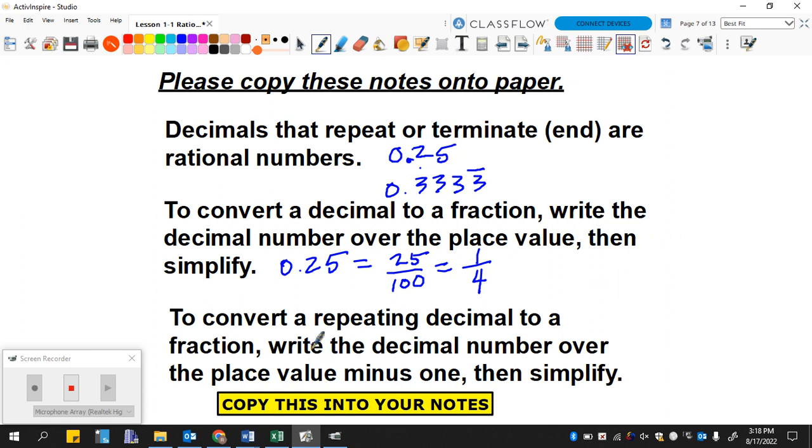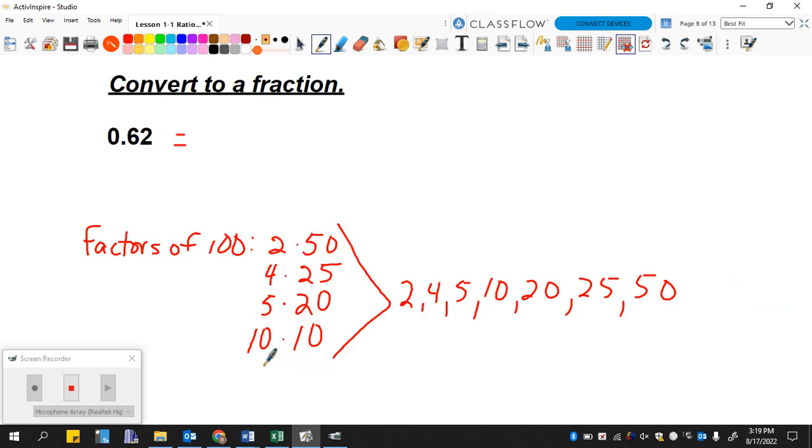If we convert a repeating decimal to a fraction, write the decimal number over the place value minus 1, then simplify. So if we're talking about 0.3 where the 3 repeats, that 3 is in the tenths place. So we're going to write it as 3 over 10 minus 1, which is 9, so 3 over 9, and 3 over 9 reduces down to 1/3, because you divide both numerator and denominator by 3. All right, convert to a fraction.